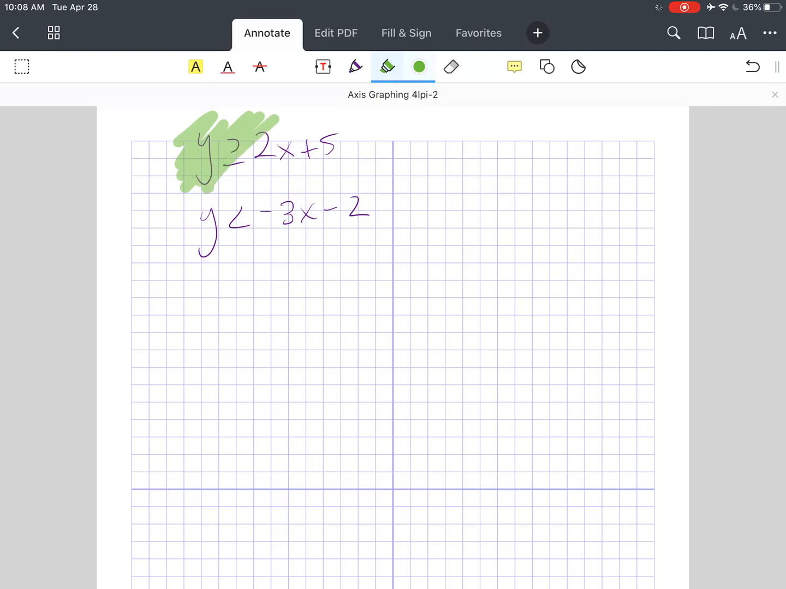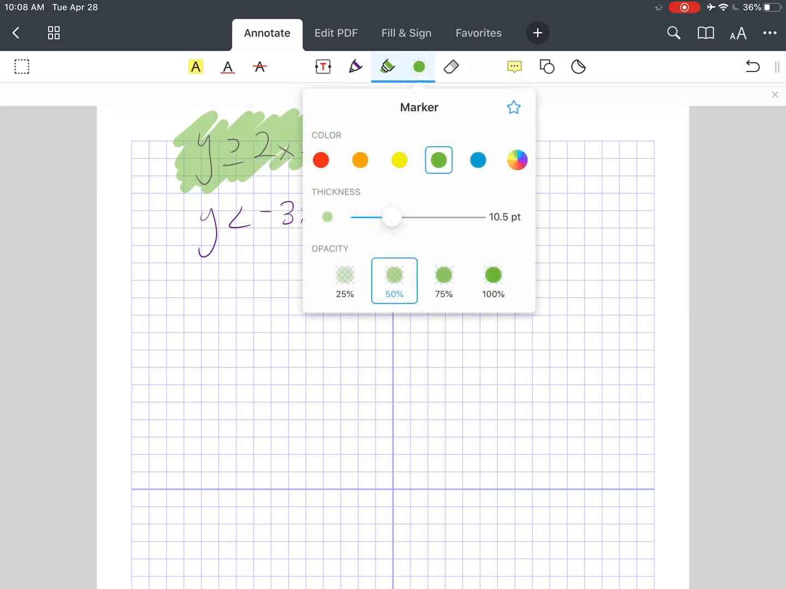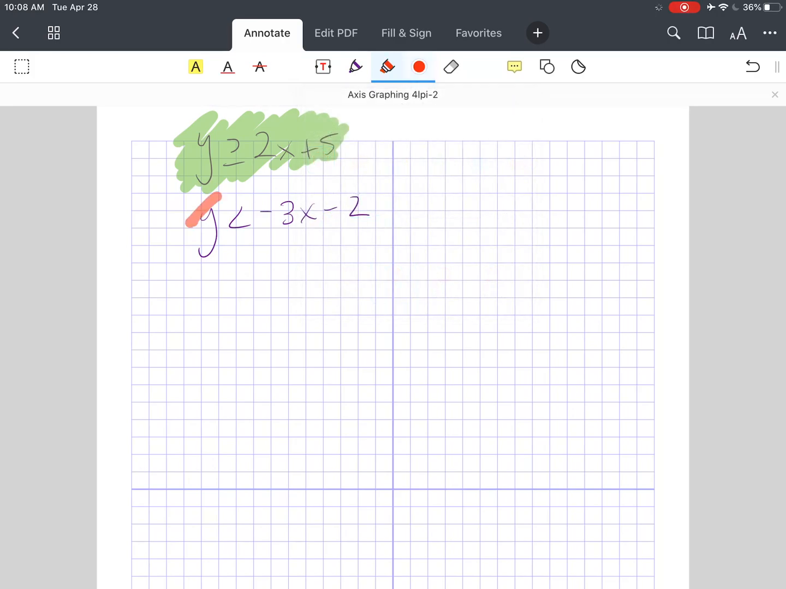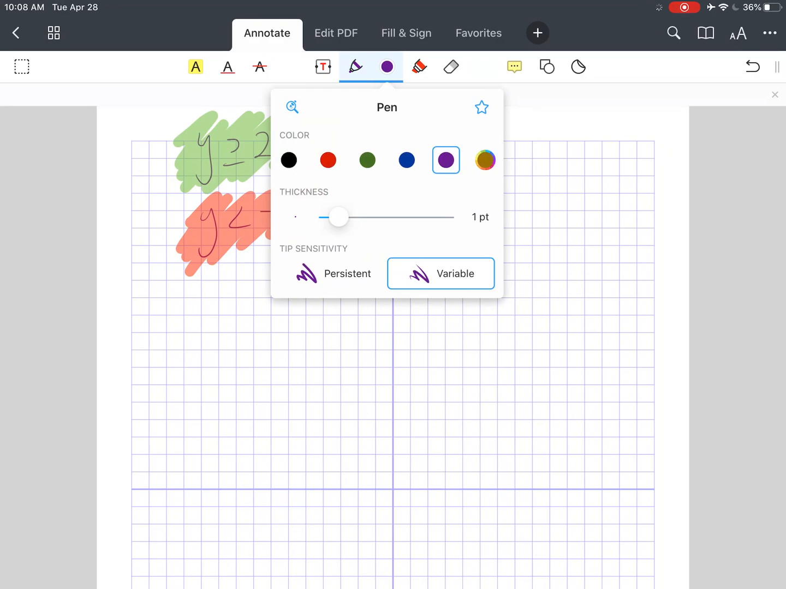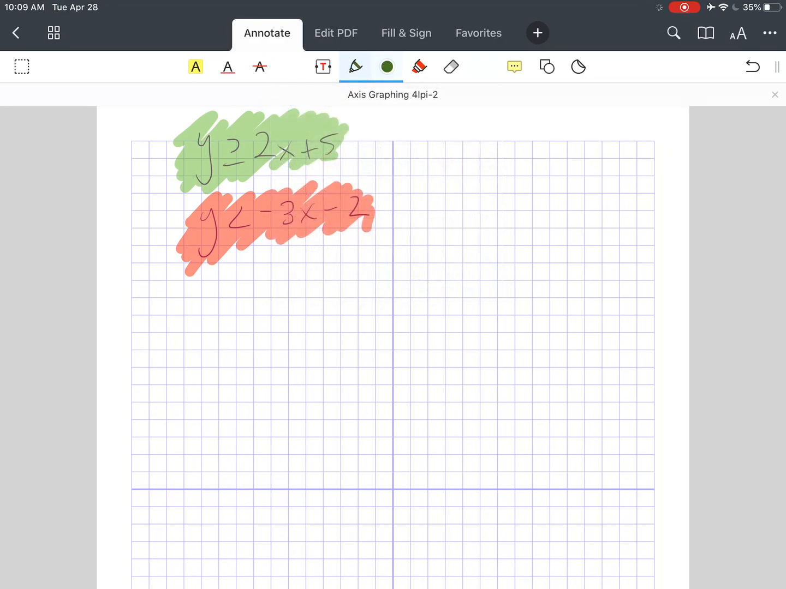You're going to be graphing two equations at the same time. Well, not at the same time, but I mean like on the same plane. And then you're going to be figuring out which side to shade. So I'm going to be color coding it so we don't get lost, okay? The first equation will be in green and the second equation will be in red.